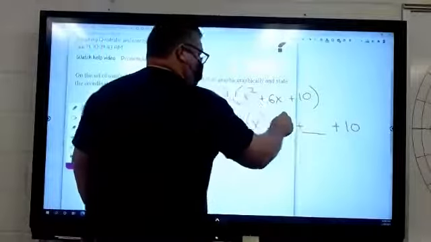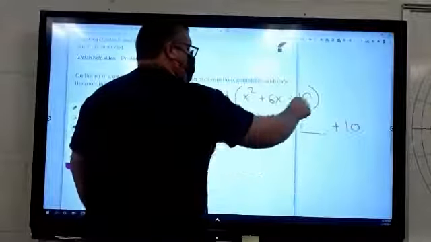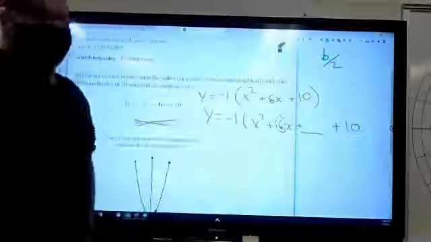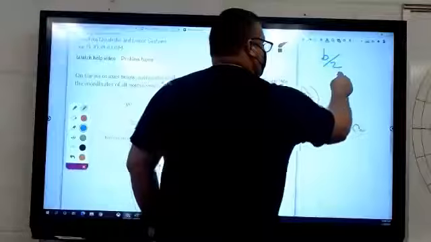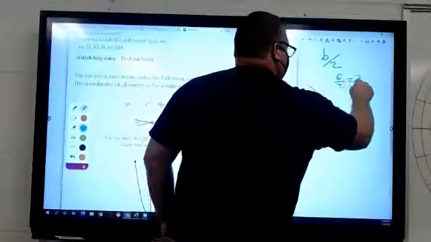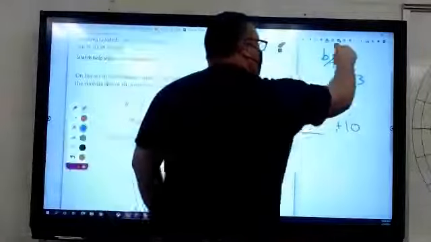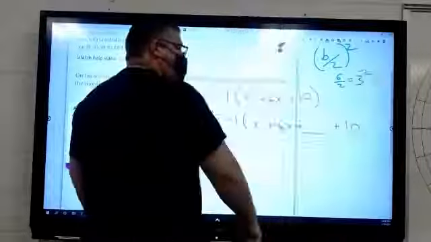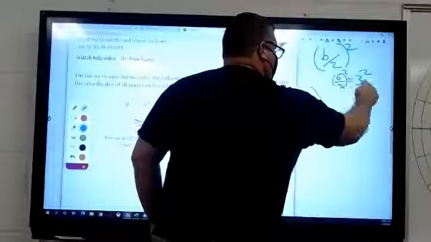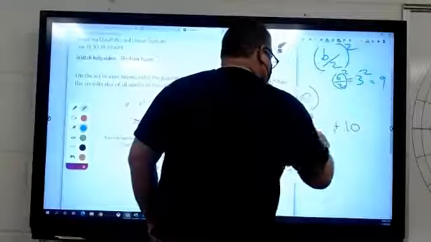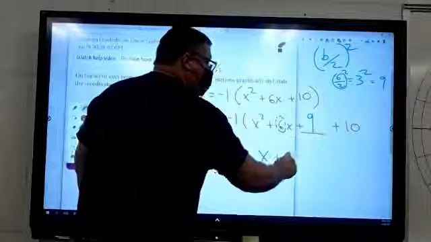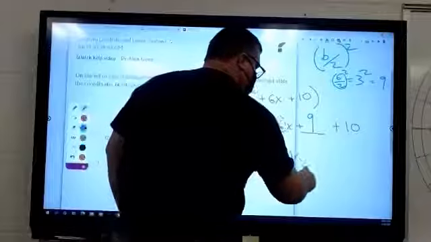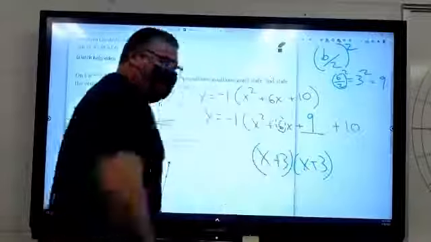Here's what I do. See this middle term? So I take B and I cut it in half. So what's 6 divided by 2? 3. Okay. Now I square it. And here's why. Because when I break this up and I say x plus, what was this? 3. And x plus 3 because I cut it in half, correct?